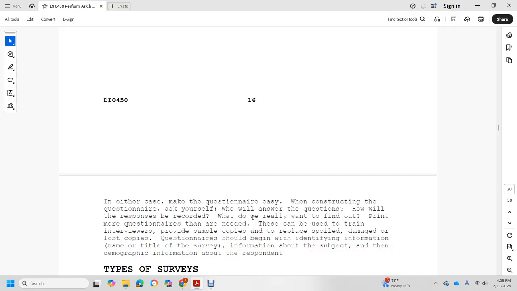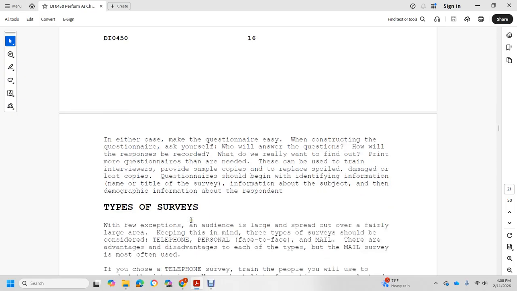Ask yourself who will answer the questions, how will the response be recorded, and what you really want to find out. Prepare most of the questionnaires on the need that can be used with the training of the interviewers. Provide sample copies to replace the old, damaged, or lost copies of the questionnaire. You'll begin with identifying information, the name or title of the survey, information about the subject, and then the demographic information about the respondent.